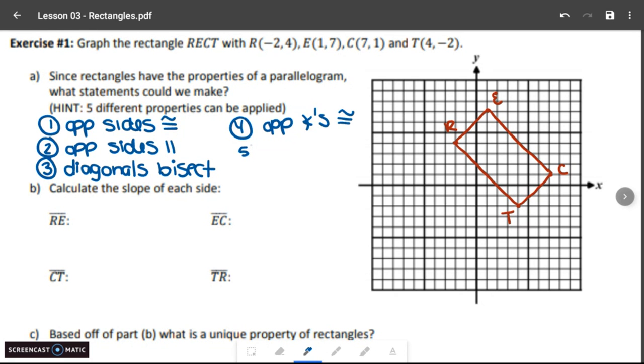while consecutive, now remember, consecutive is just another word for next to one another. Consecutive angles equal 180 degrees, aka they're supplementary angles. Remember, that's two angles that add up to 180 degrees. Now, all those properties still apply to the rectangle. The rectangle just has a couple more properties that make it a little bit more special than the parallelogram.